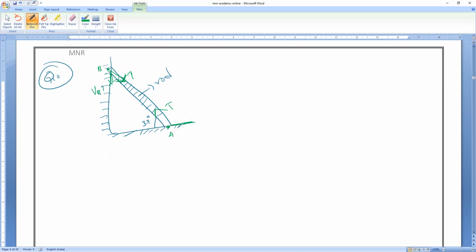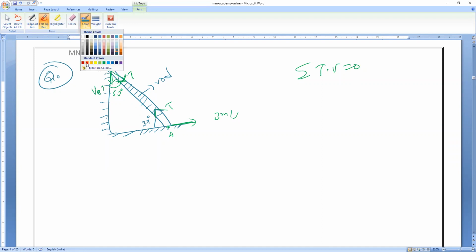The velocity of A is 3 meters per second. So find it fast. Summation of T·V is equal to 0. Do it fast. And here the angle is 53 degrees. Who will solve first? I want to know. VB equals to, make it quick. So now check it, everybody. Here tension is upward and velocity is downward. So what will happen?